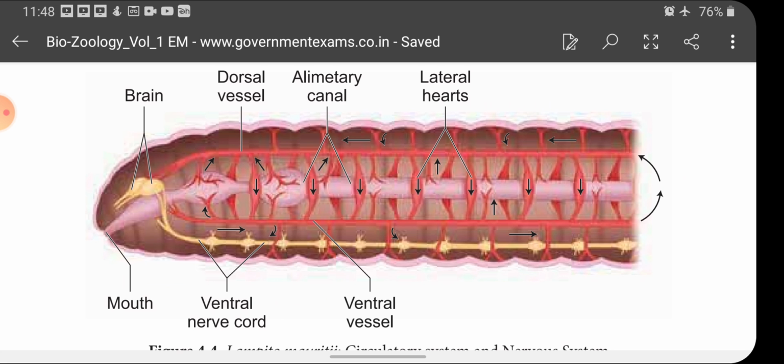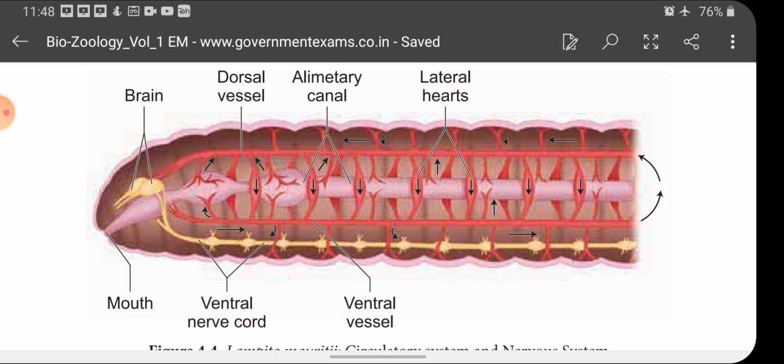So the blood vessel which is present above the alimentary canal is called the dorsal vessel, and the blood vessel which is present below the alimentary canal is called the ventral vessel. It is clear, okay? Next we will see about lateral hearts.